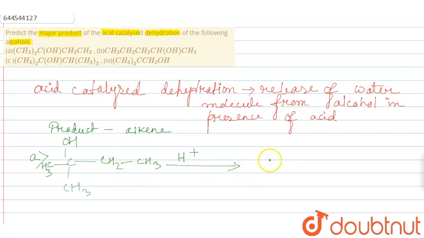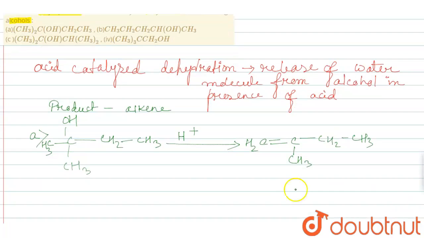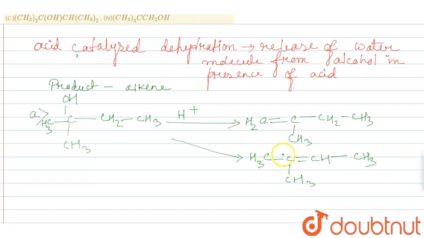When an acid is added over here, dehydration will occur and two products are generated. CH2. If elimination of hydrogen plus occurs from this group, then it will be this compound, CH2CH3CH2CH3. But if elimination occurs from this carbon, then it will be CH3 carbon CH3 CH CH3. And we know more substituted alkene is the major product. That is why this product will be major product. This is major.